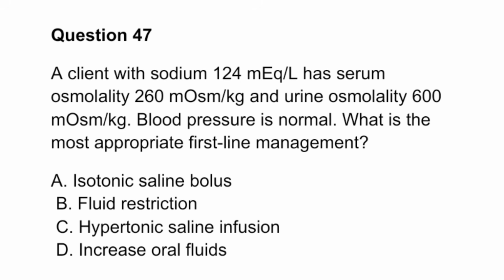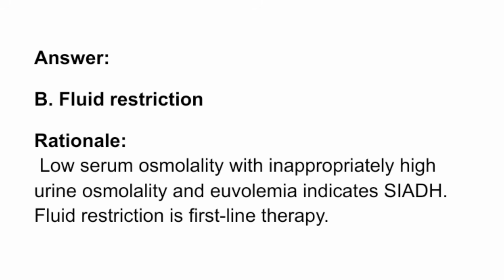Question 47. A client with sodium 124 milliequivalents per liter has serum osmolality 260 milliosmoles per kilogram and urine osmolality 600 milliosmoles per kilogram. Blood pressure is normal. What is the most appropriate first-line management? A. Isotonic saline bolus. B. Fluid restriction. C. Hypertonic saline infusion. D. Increase oral fluids. Answer: B.